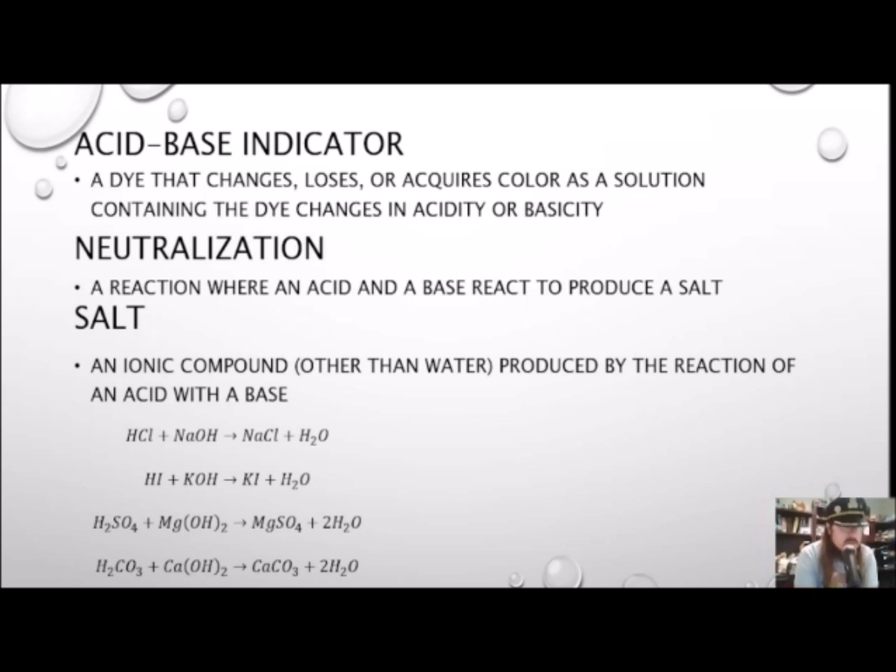Now bases, they tend to be bitter. They'll turn litmus blue, and when you feel them, they would feel slippery. Now, I'd suggest you do not try to actively taste your chemicals or mix random chemicals in the home. There's a reason why many of the scientists, despite being upper crust people, didn't have the longest life expectancy.